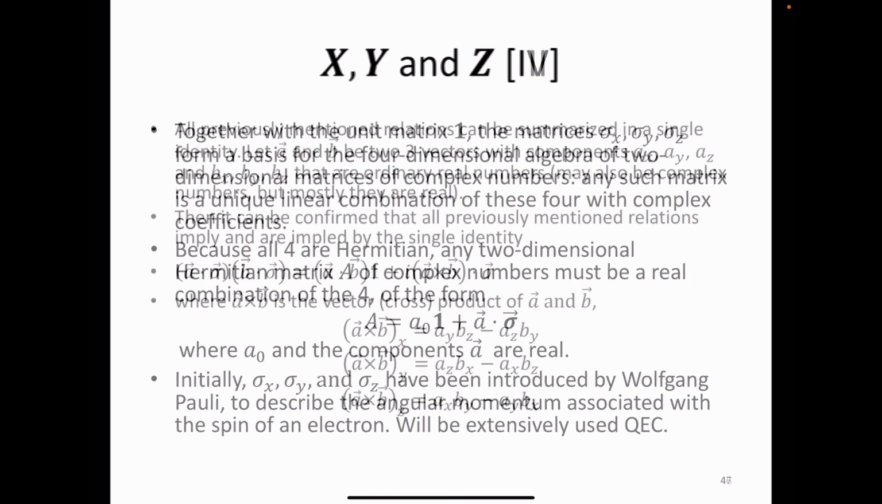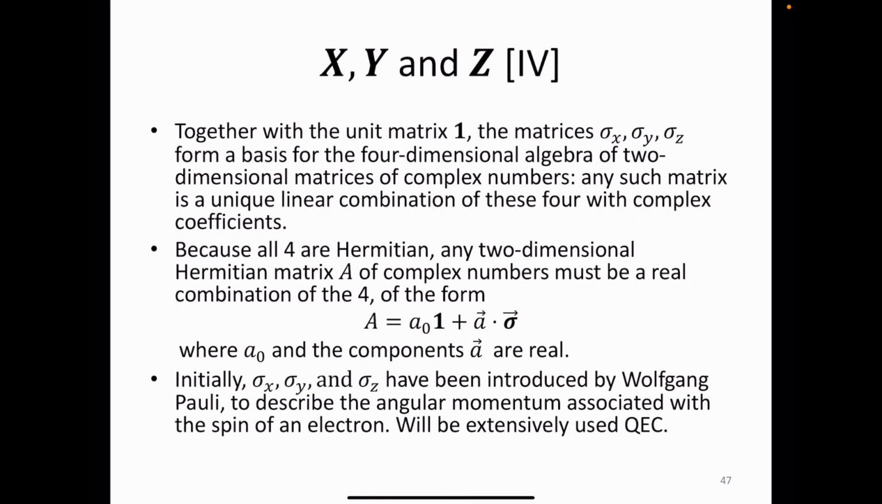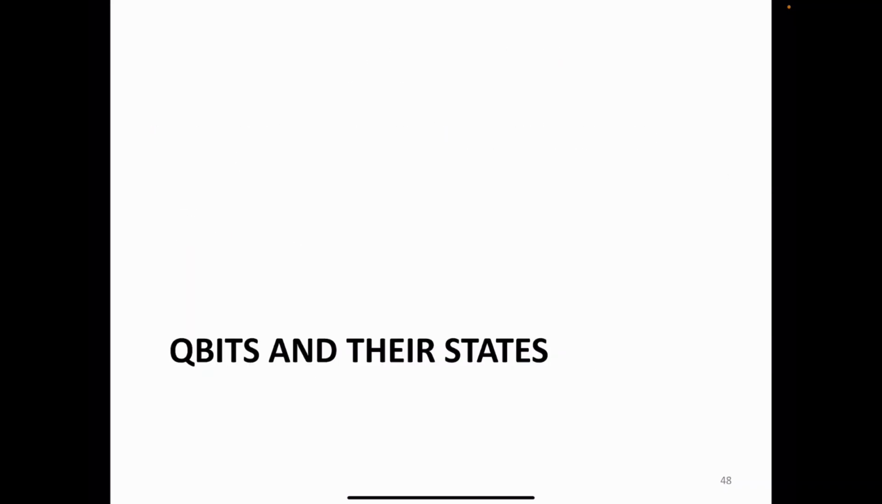Together with the unit matrix 1, the matrices sigma sub x, sigma sub y, sigma sub z form a basis for the four-dimensional algebra of two-dimensional matrices of complex numbers, meaning that any such matrix is a unique linear combination of these four with complex coefficients. And actually, you may have heard about these before. They are called the Pauli matrices, introduced by Wolfgang Pauli for describing the angular momentum associated with the spin of an electron. And these matrices will also be extensively used in quantum error correction later on.